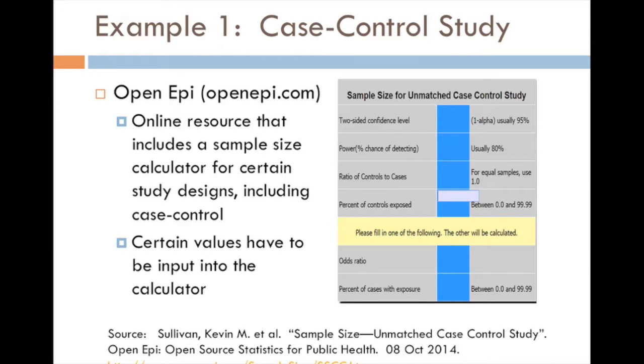One way to quickly calculate sample sizes without having to use complicated formulas is to use an online resource. Here we demonstrate the online calculator available in OpenEpi. For this study, it simply requires us to input data for the confidence interval, the power, the ratio of cases to controls, and the percent of subjects from the control group that was exposed to the risk factor.